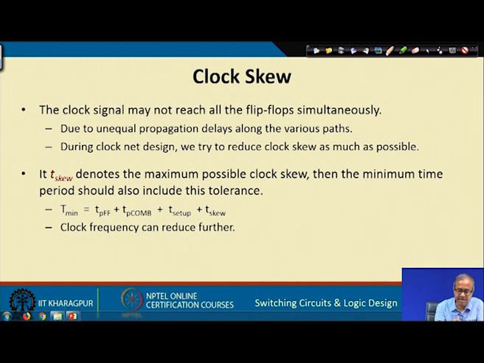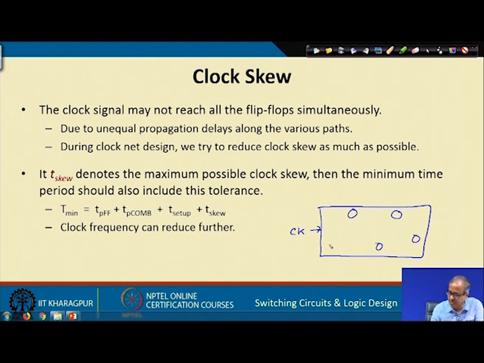The main concern is the clock signal. Suppose we have a chip, and the clock signal is fed to the input of the chip. There can be several flip flops spread all around the chip, so this clock signal has to be connected here, here, here and so on. The length of the wires will be unequal, and because of the resistive and capacitive effects of these wires, there will be RC time constant delays, and the delays will be unequal in general.